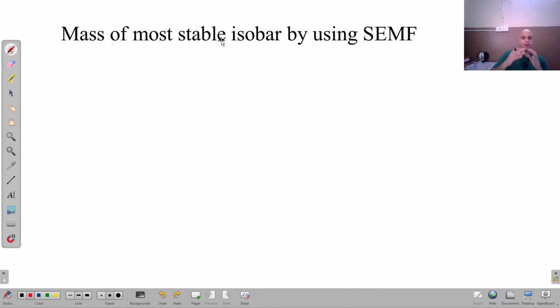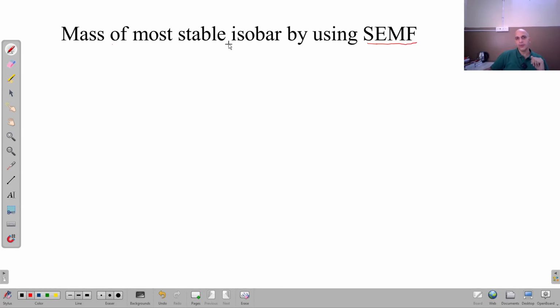In this lecture, I am going to discuss the application of the semi-empirical mass formula. The application is to find the mass of the most stable isobar using the semi-empirical mass formula, right? So in this lecture, I am going to derive a relation and equation that will tell us about the mass of the most stable isobar. And for that, I am going to take the help of the semi-empirical mass formula.